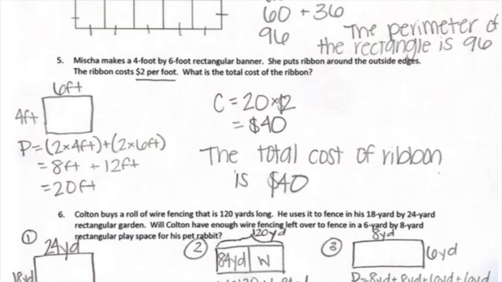I know that there are 2 4-feet sides and there are 2 6-feet sides, so that's where I got my multiplication from. 2 times 4 is 8 feet, 2 times 6 is 12 feet. 8 feet plus 12 feet is 20 feet. Now I know that ribbon costs $2 per foot, so I need to find the total cost of the ribbon. So if I have 20 feet and it's $2 a foot, I'm going to multiply 20 times $2, which equals $40. So the total cost of the ribbon is $40.